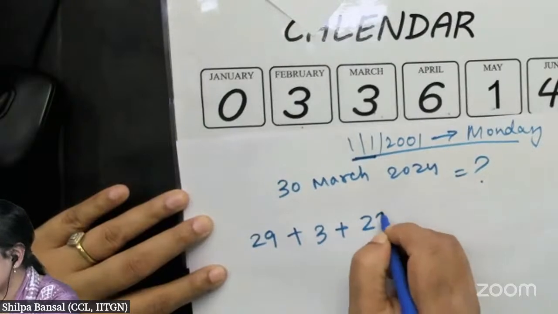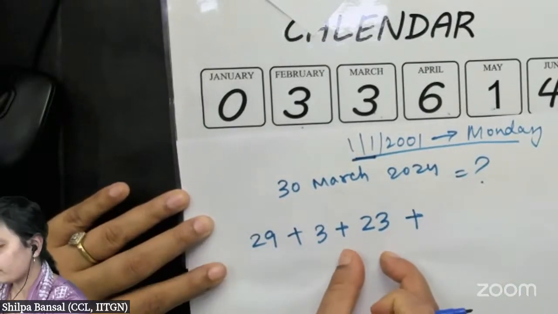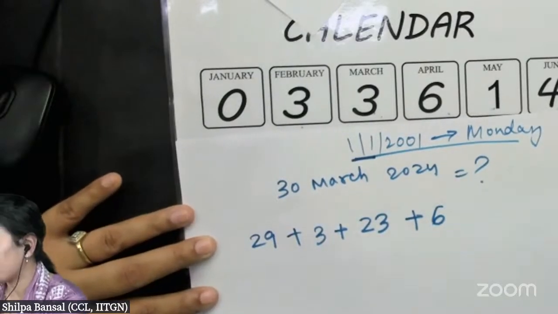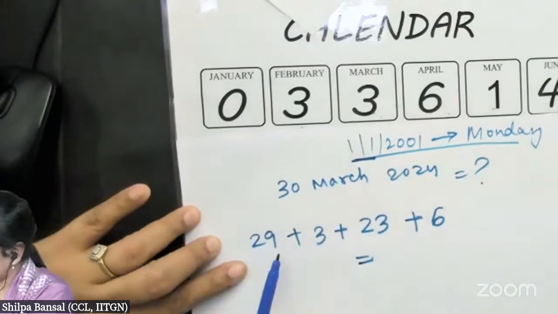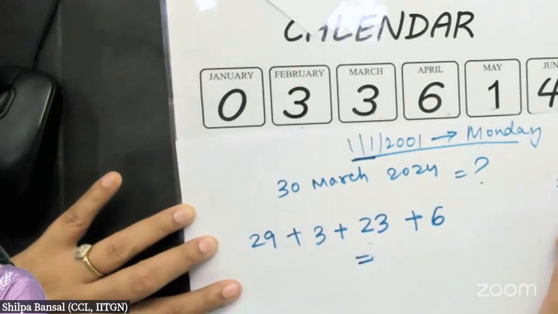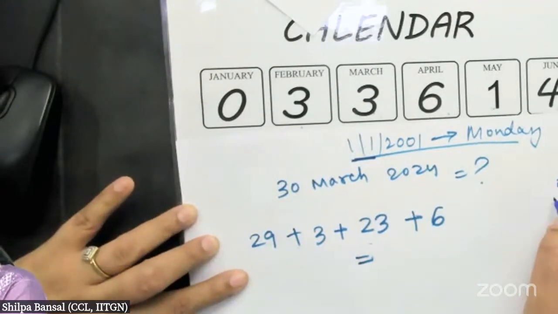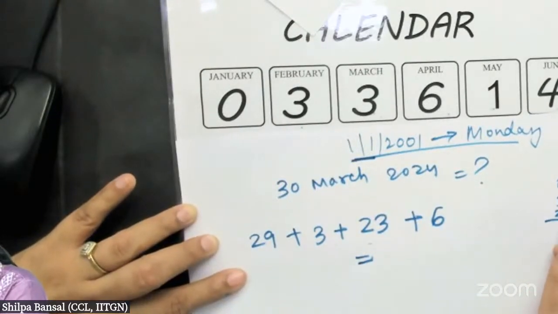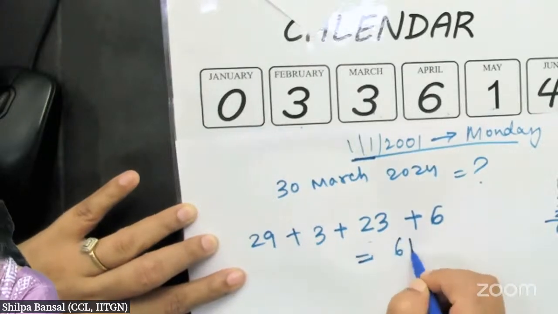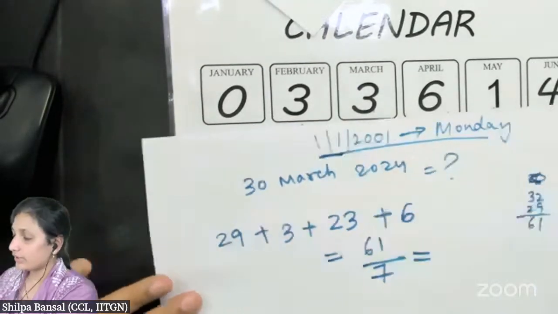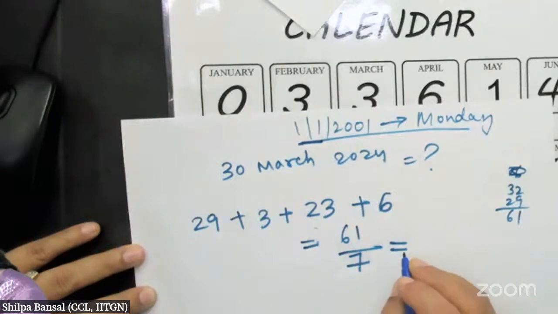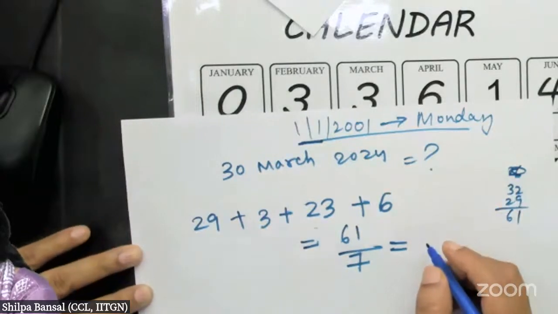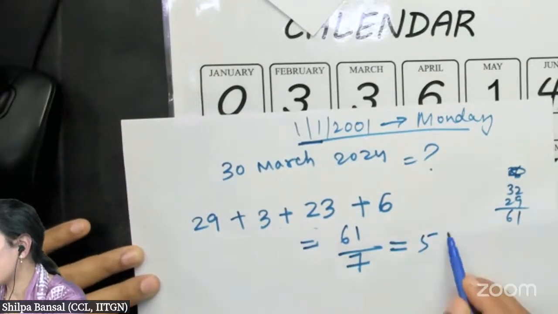Then year -1 means 23. And we have already seen there are 6 leap years in this range. 23 divided by 4, if you do, it is 6. So if you add it up, it is 29, 32 and 29. It is 61. And divided by 7, what is the remainder? 61 means 56, then 63 is coming. So 56 it is, remainder is 5.